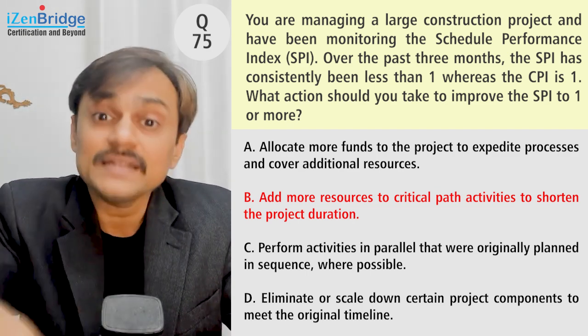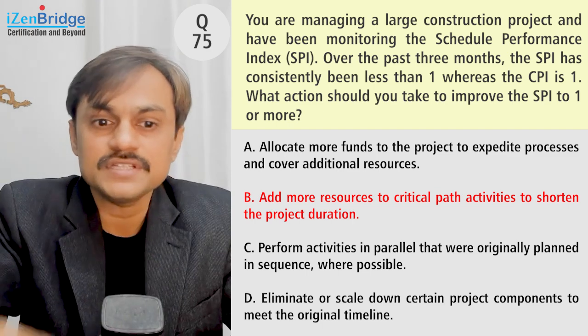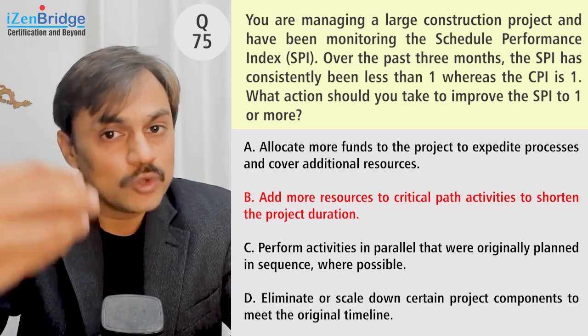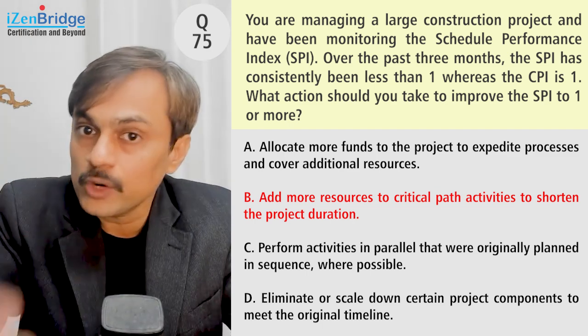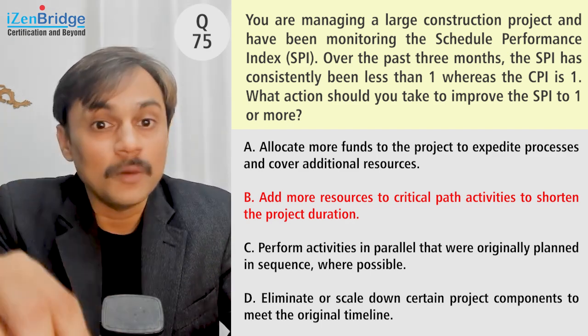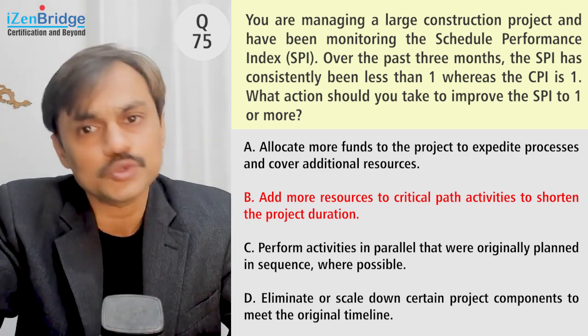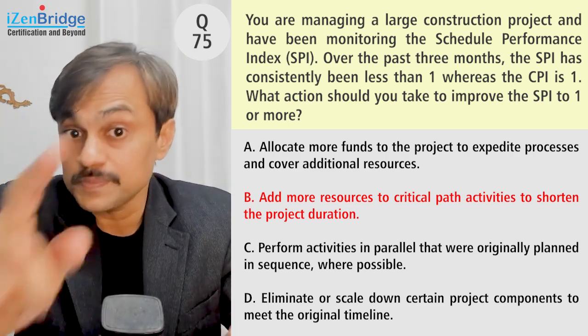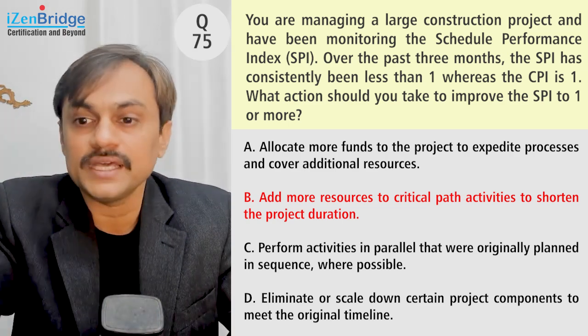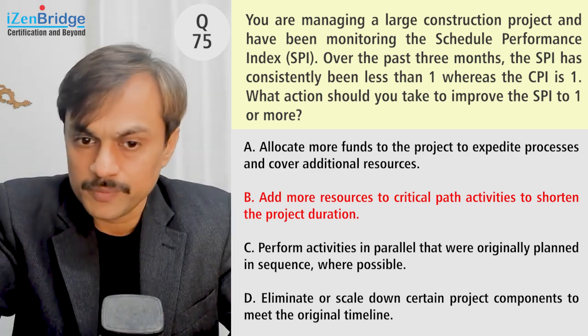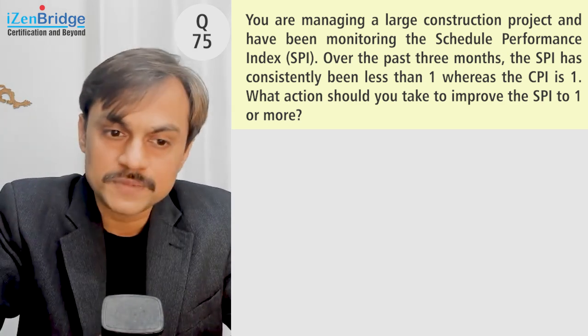This option is better than A because in option A, we were saying allocate more funds, but it was not clearly saying that we are allocating the funds to a critical path. Option B is very specifically saying to allocate more resources to a critical path so that you can reduce the duration. So it is better than A, but it is still putting a risk on our cost performance index.